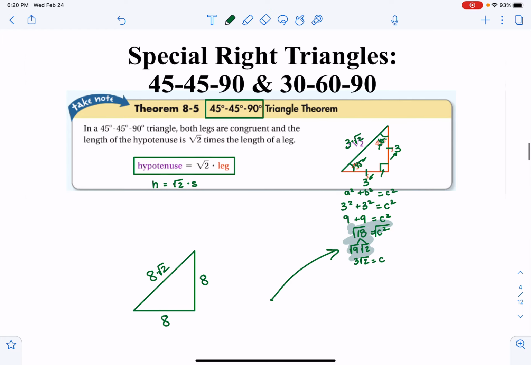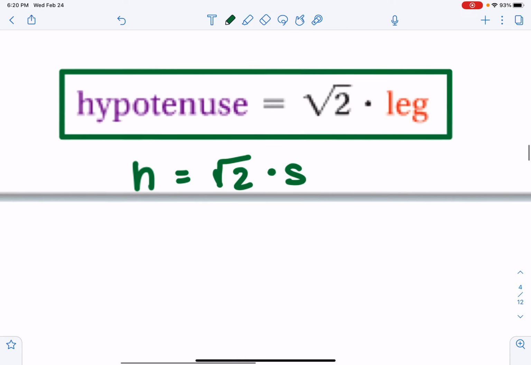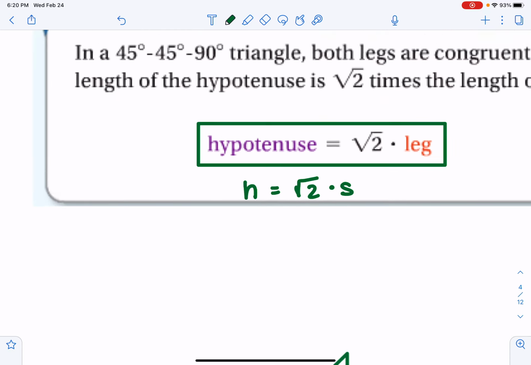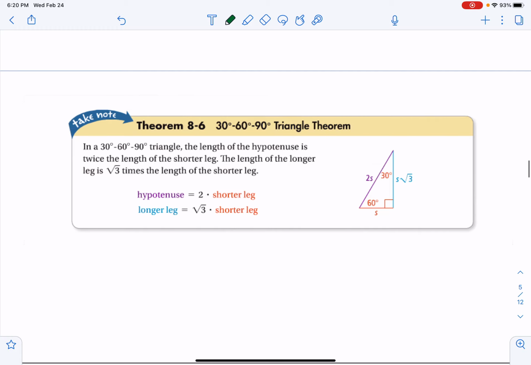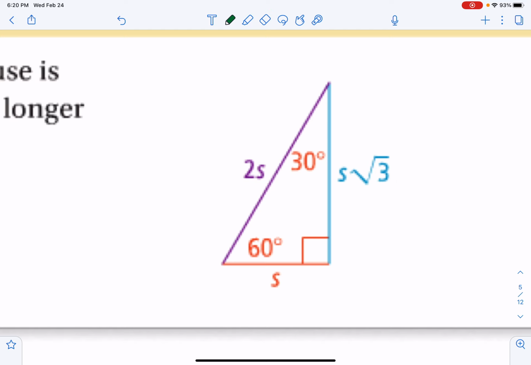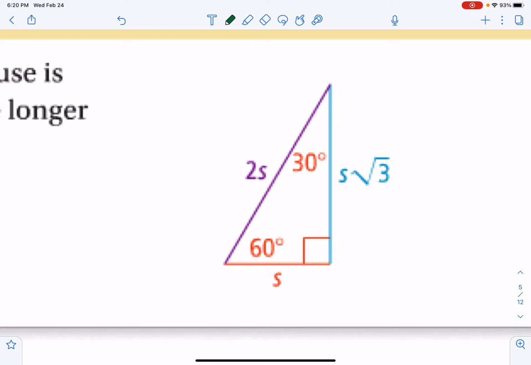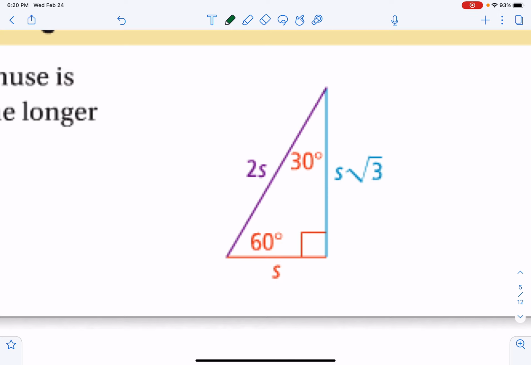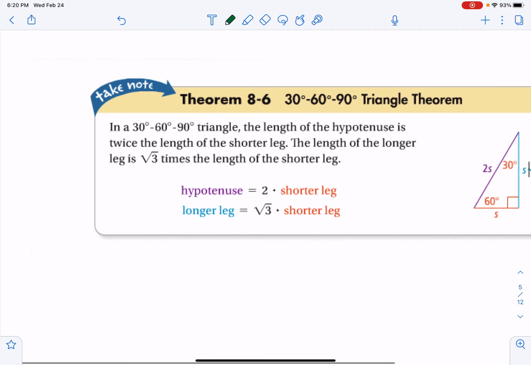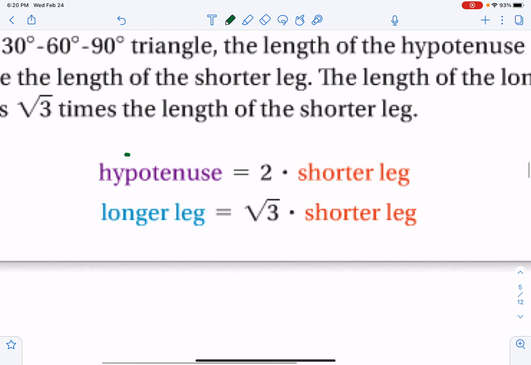So 45, 45, 90, this is your shortcut. The hypotenuse, which is the longest side, is the square root of 2 times one of the other sides. There's another type of triangle that we see fairly often, and it's a 30, 60, 90-degree triangle. This is that triangle. I'm going to show you. These are going to be our two shortcuts.